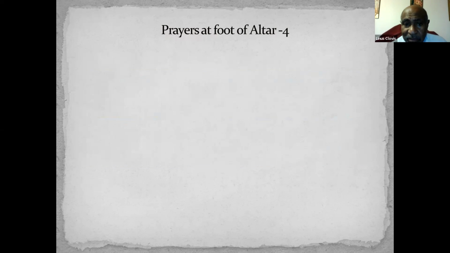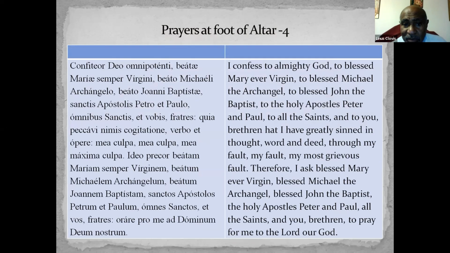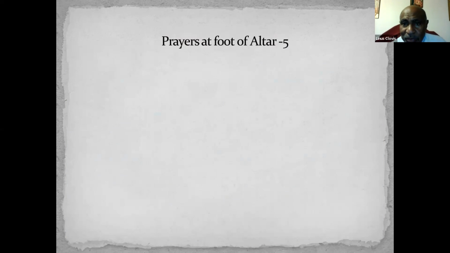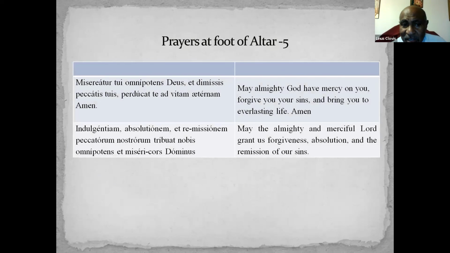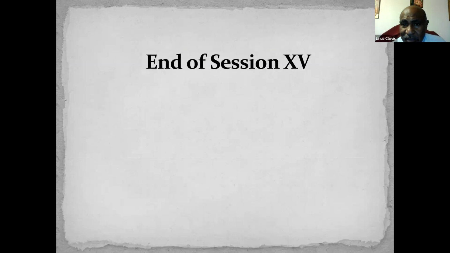Okay, my friends, as I said, we have the rest of it, which we can go through at leisure. So that's the end of session 15. Gratias vobis. The verb to be is missing.